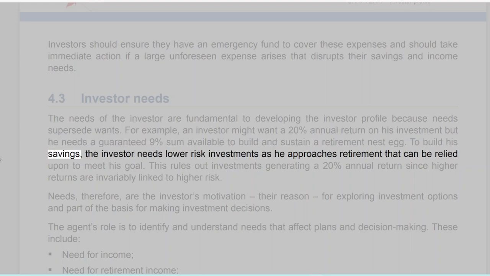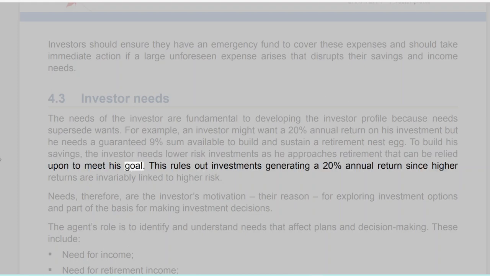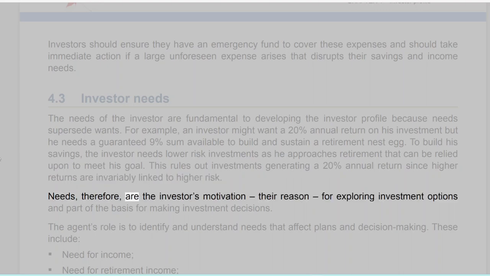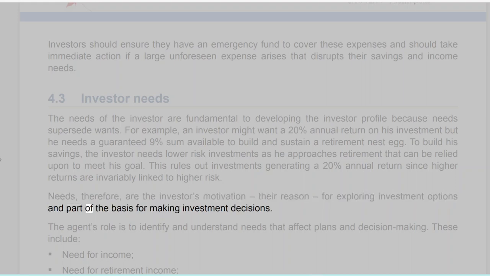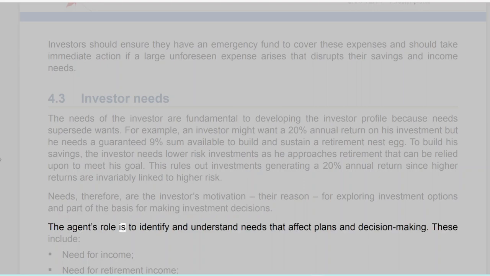To build his savings, the investor needs lower risk investments as he approaches retirement that can be relied upon to meet his goal. This rules out investments generating a 20% annual return since higher returns are invariably linked to higher risk. Needs, therefore, are the investor's motivation, their reason for exploring investment options, and part of the basis for making investment decisions. The agent's role is to identify and understand needs that affect plans and decision-making.